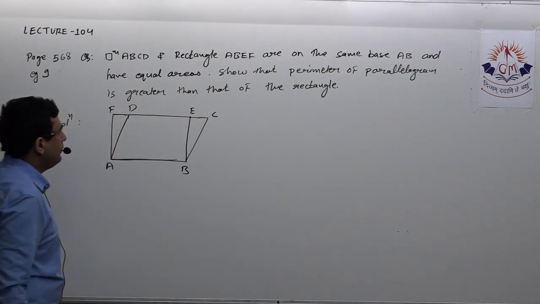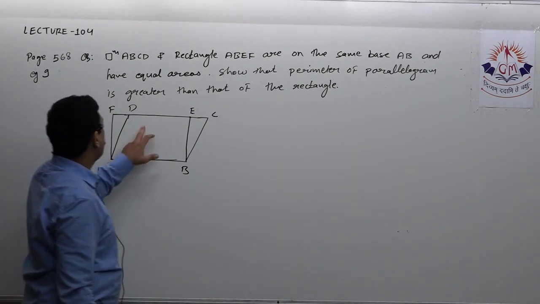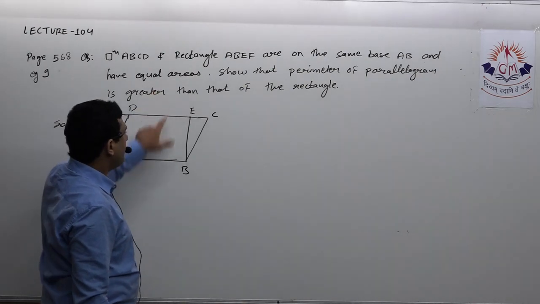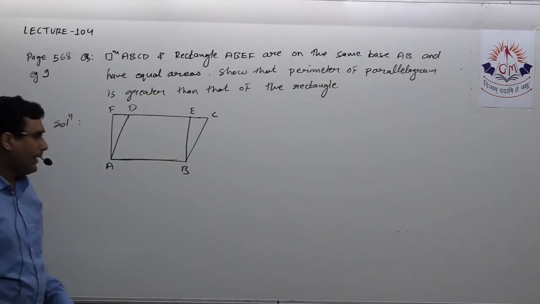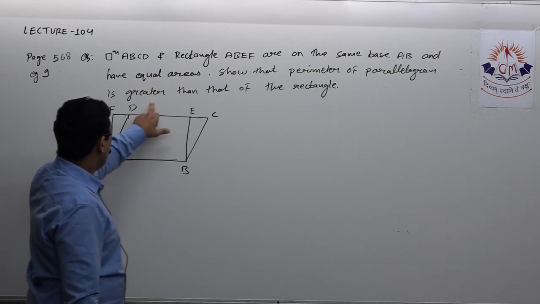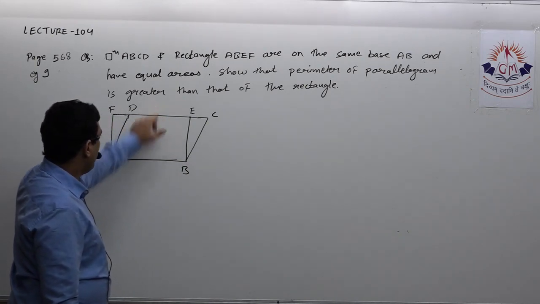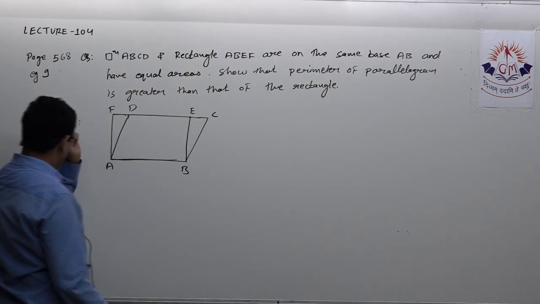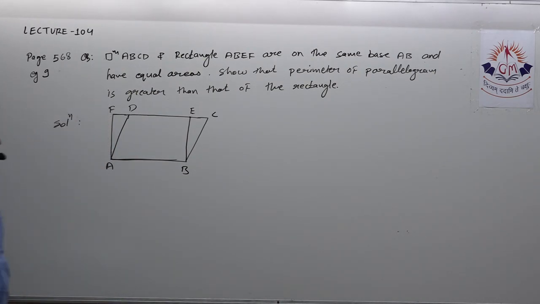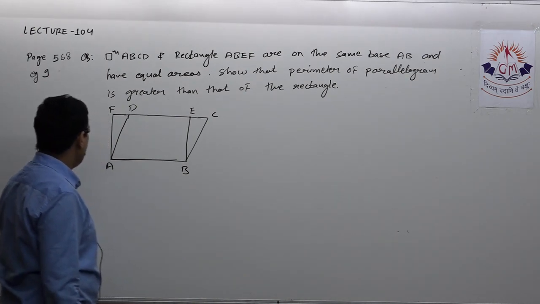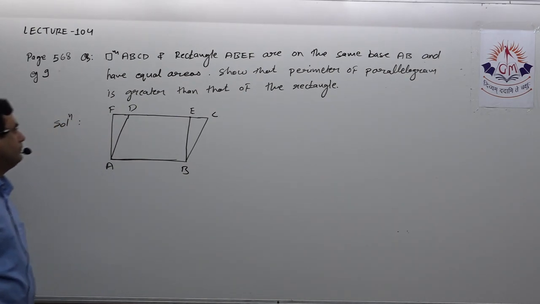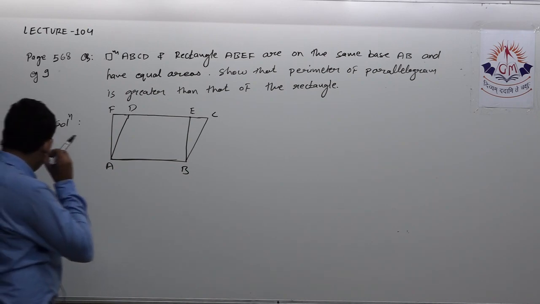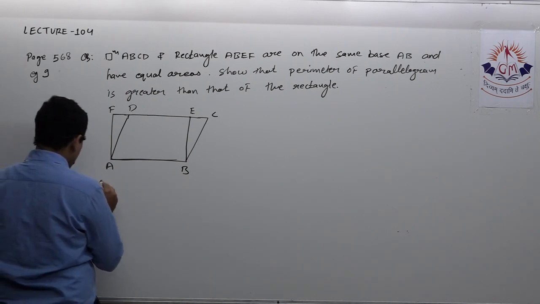These two are on the same base, and as they have equal areas, that means they must lie between the same parallels as well. Now we have to prove that the perimeter of the parallelogram is greater than the perimeter of the rectangle. Think for a while how you will prove this, then I will give you the solution. It is not that difficult. Let us see how to solve.